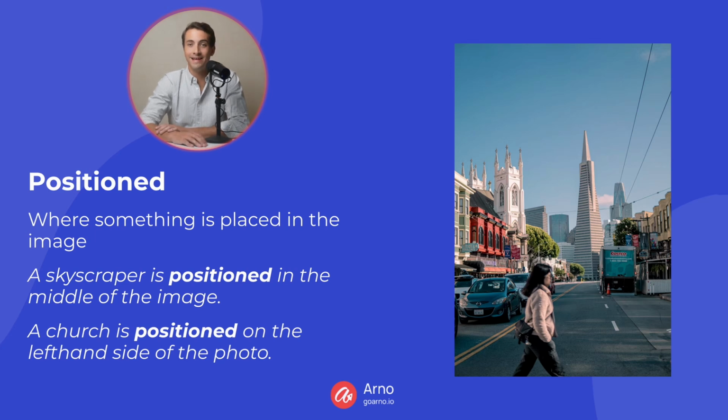Positioned. This is an elegant way to describe where something is placed in the image. For example, a skyscraper is positioned in the middle of the image, or a church is positioned on the left-hand side of the photo.